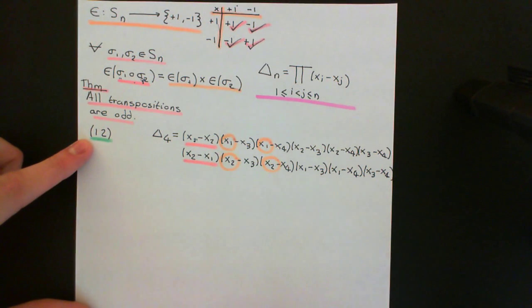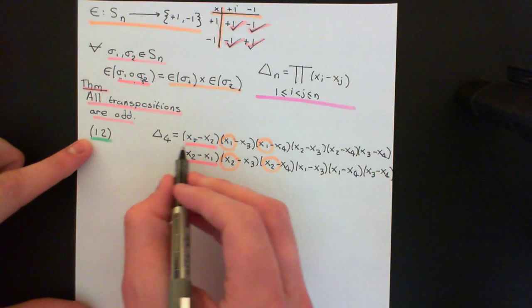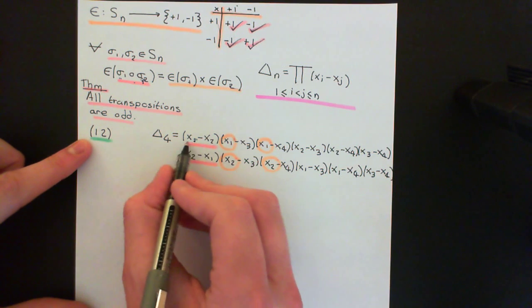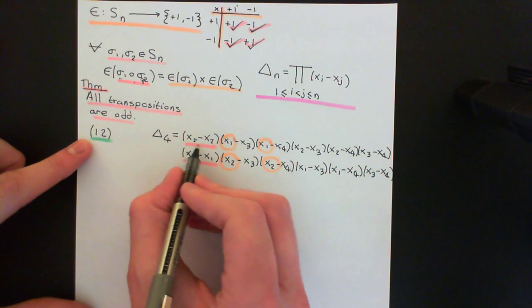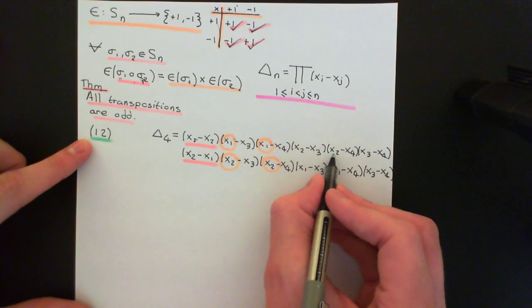Now let's think about all the ones that contain x2. Well, the only terms that contain x2 are this one right at the front, x1 - x2, and then the ones where x2 is in position 1.